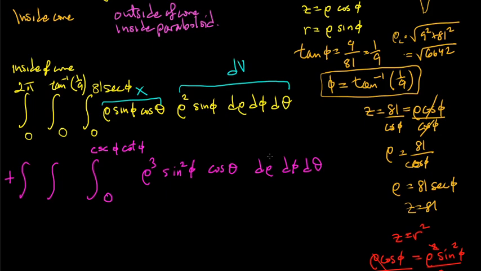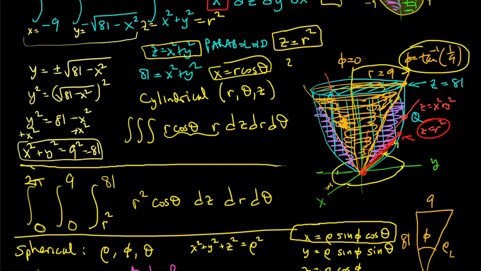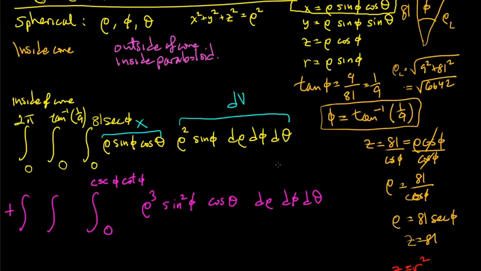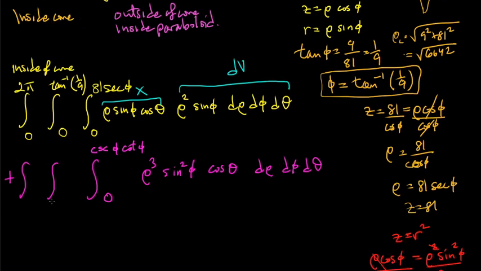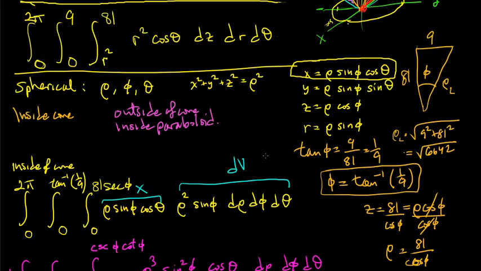All right, what about phi? Well, we're not starting at 0 because that's the inside of the cone. Now we're starting at the surface of the cone, which is arctangent of 1/9. So that is the lower boundary here, the lower limit, arctangent of 1/9. And then what is the upper limit of phi?